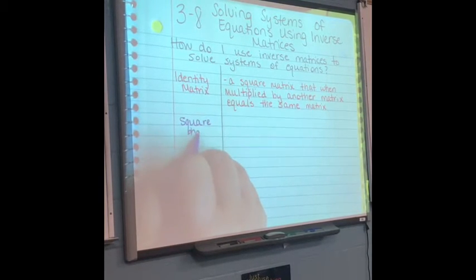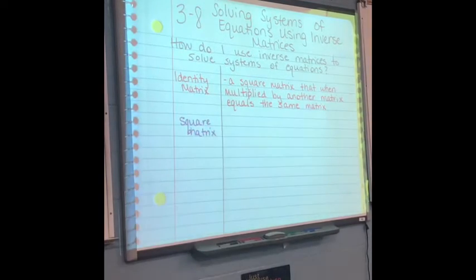So what do you think a square matrix is? Okay. Only a 2 by 2? Same column, same row. Same columns, same rows. They have to have the same number of columns that they have of rows.